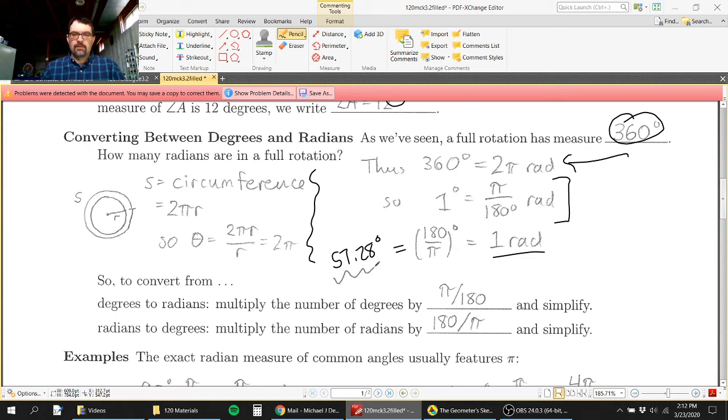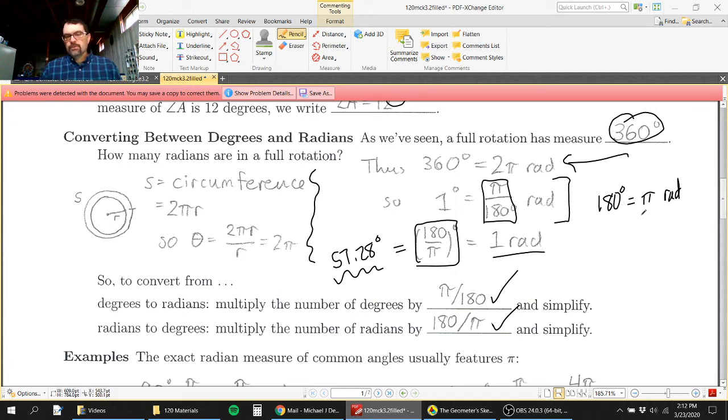Now, this is not what you should remember. This is what you should remember. 180 over pi, or pi over 180. All right, so going degrees to radians, multiply by pi over 180. That's this. Other way around, multiply by 180 over pi. And it basically comes from the fact, well, 360 degrees is 2 pi. Well, if you divide both sides by 2, 180 degrees is equal to exactly pi radians. So doing conversions, it's just a matter of keeping things straight.